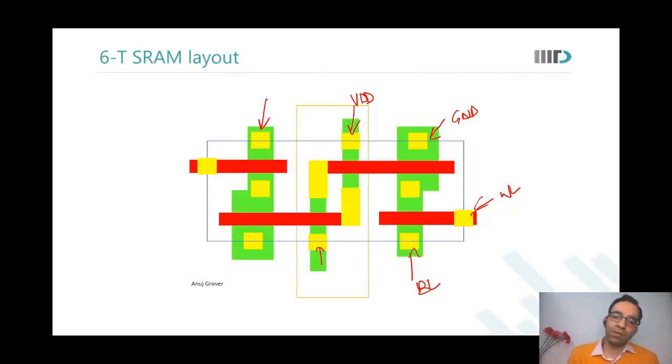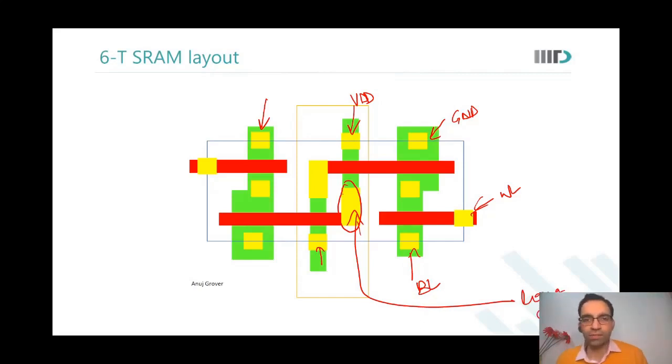Now, this is also the same node. And do you see this is a long contact? Have you seen such a long contact anywhere else? All of you have made layouts. Have you seen a long contact elsewhere? No, sir. So what is happening here?